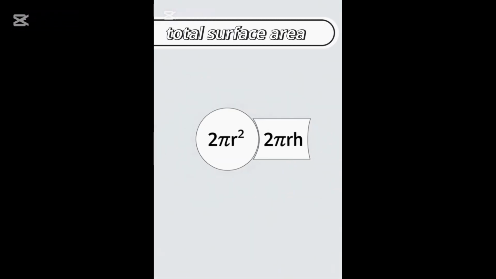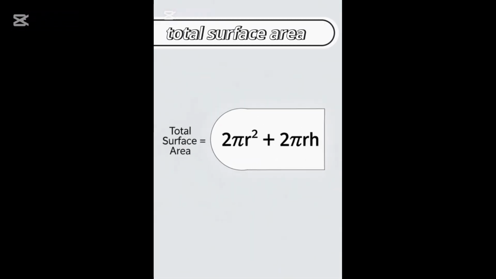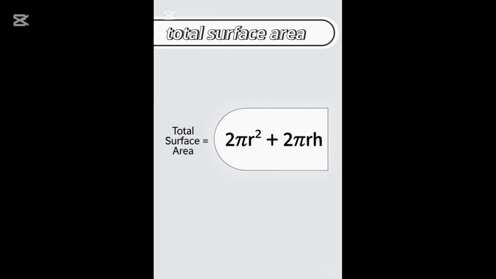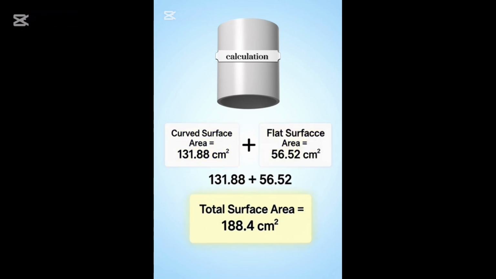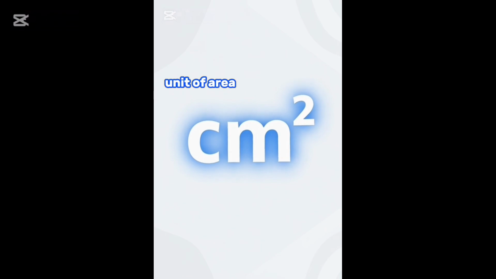When we add the flat surface area and the curved surface area, we get the total surface area of the cylinder. To find the total surface area of the cylinder, we add the curved surface area. We'll add them to get 184 square centimeters as the total surface area. Area is always written in square units.